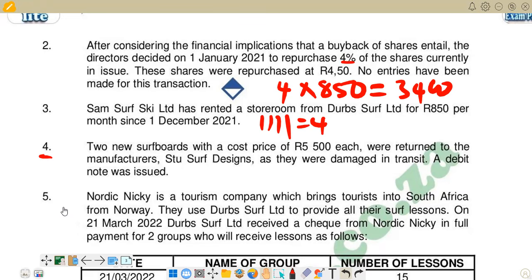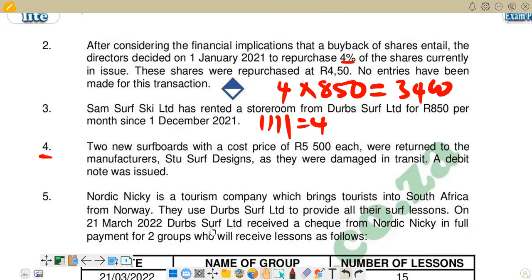But if you come here on number 5, I say Nordic is a tourism company which brings tourists into South Africa from Norway. They use Deb Safe Limited to provide all their safe lessons. On 21 March 2022, that is the end of the year, Deb Safe Limited received a check from Nordic in full payment for 2 groups who received lessons as follows.